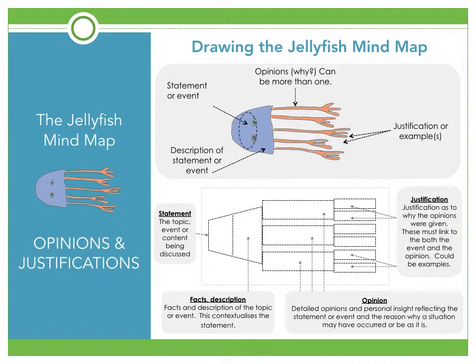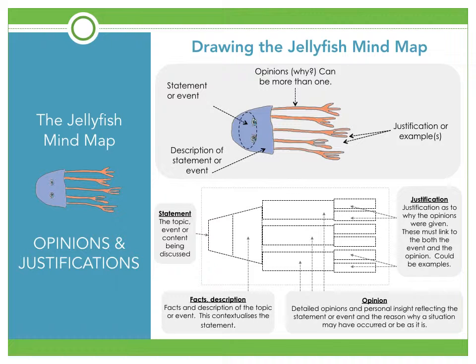This is what the mind map will look like in your learners' workbooks or on a piece of paper. Again, right at the top on the left-hand side of the jellyfish's head, you will have your statement, the topic or event or content that's going to be discussed. Just below that is where you're going to put a description, so facts or a description of the topic. And this will contextualize the statement for the learners.